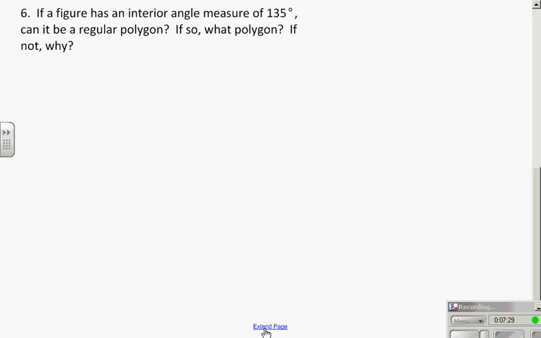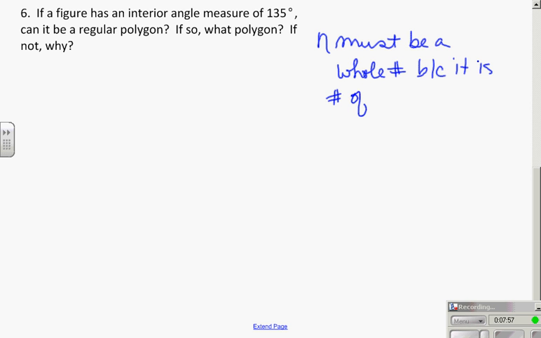Where we can't get fractions is in a problem like number 6. Now this is a similar problem to what I've asked you in Unit 3, where I asked you, how many sides does it have? I asked you to figure it out. Now I'm asking you, can it be a regular polygon? And the key here is that n must be a whole number, because it is the number of sides. I can't have a fractional number of sides. I can have a fractional or a decimal length, but not number of sides.